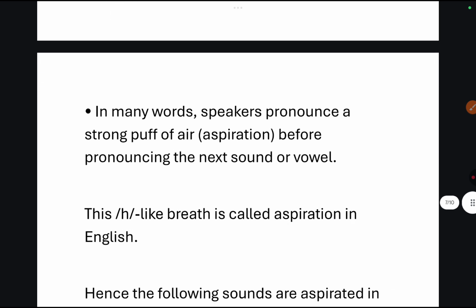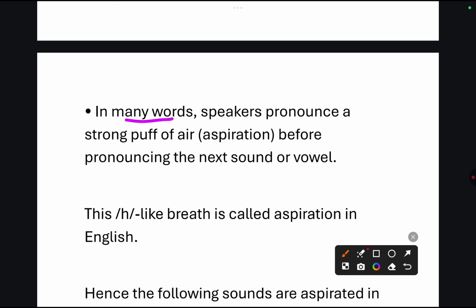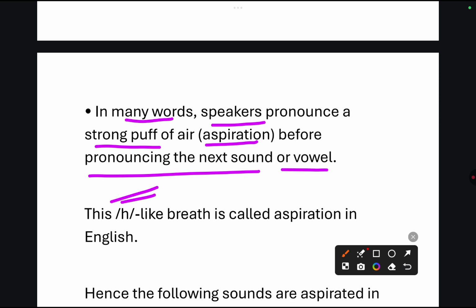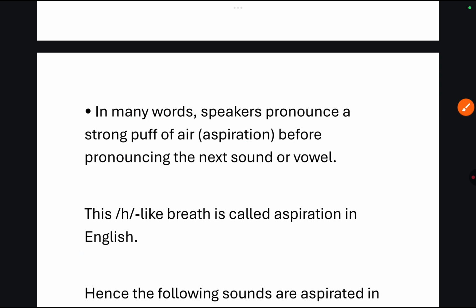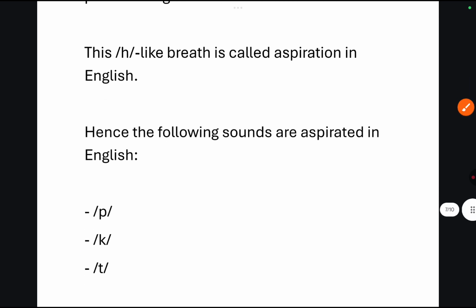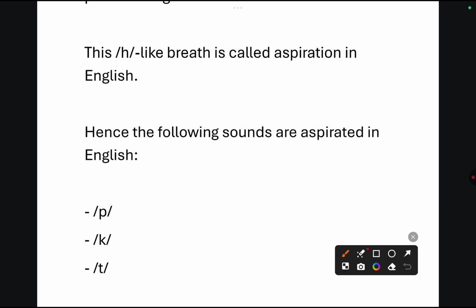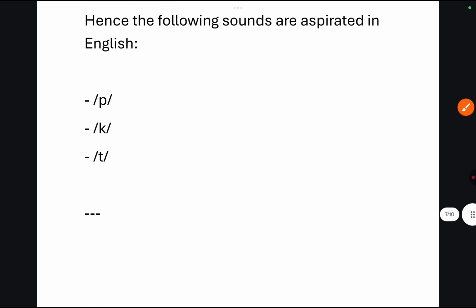In many words, native speakers pronounce with a strong puff of air, called aspiration, before pronouncing the next sound or the vowel. This "ha" sound is what is called aspiration in English. Hence the following sounds are aspirated in English: if these sounds are spoken by native speakers, the "ha" sound follows. The "pa", "ka" and "ta" sounds. Hope you have understood it.